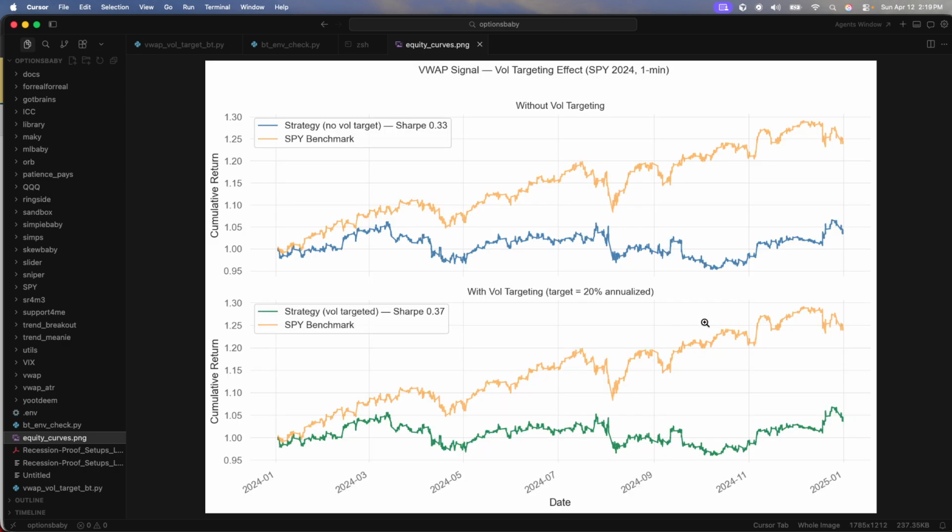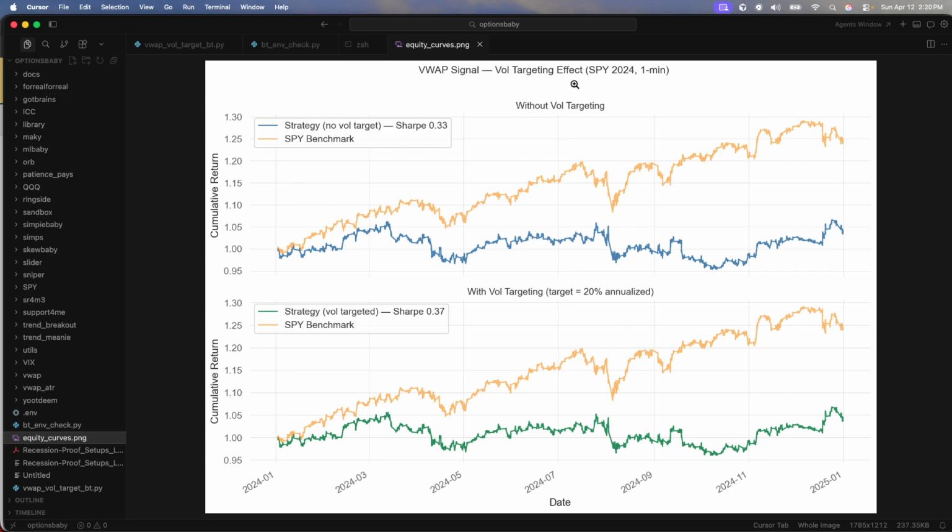So as we can see here, without volatility targeting, and what volatility targeting is, this is a position sizing method that scales the trade inversely to recent realized volatility. In other words, when volatility is high, we want to size down, and when volatility is low, we want to size up. So it keeps risk constant across the market regimes. We're seeing here that without volatility targeting, even though the benchmark did beat the strategy both times, that's not the point.